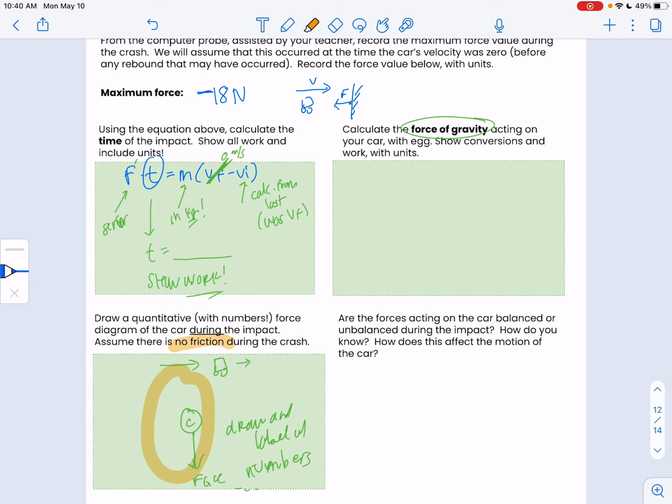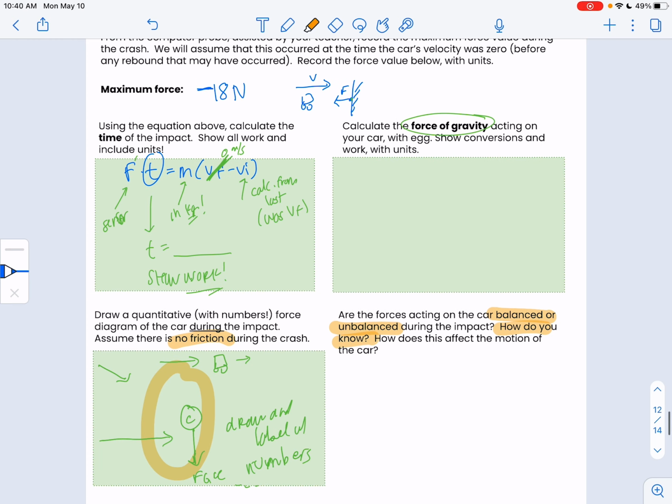Let's assume there's no friction during the crash. And I want this at the time that it hits the force sensor. Even though it's kind of coming in at an angle, let's just pretend it's coming in straight because it's a little easier for us. We don't have to worry about friction. I just want to see what the forces look like during the crash. And then you need to tell me if they're balanced or unbalanced and how do you know, and explain during the crash. So remember, this is during the crash, while the car is hitting the sensor.